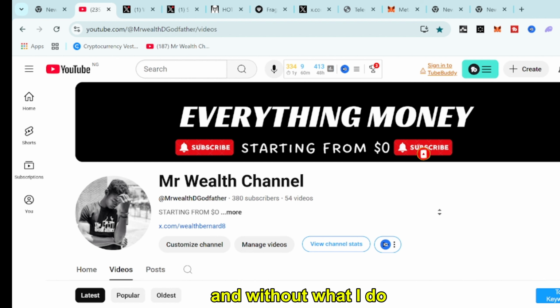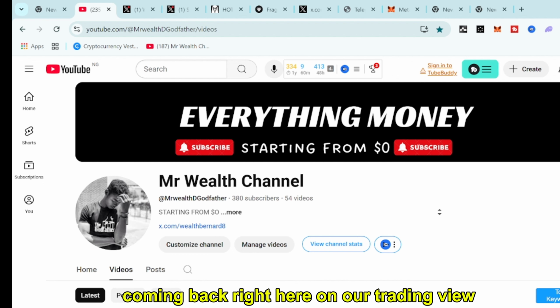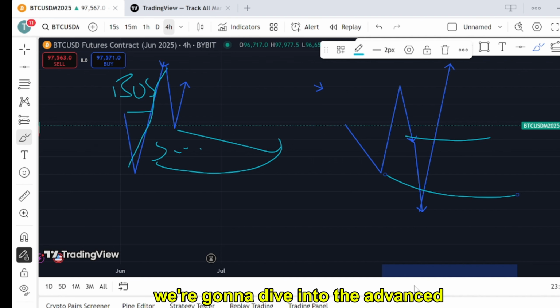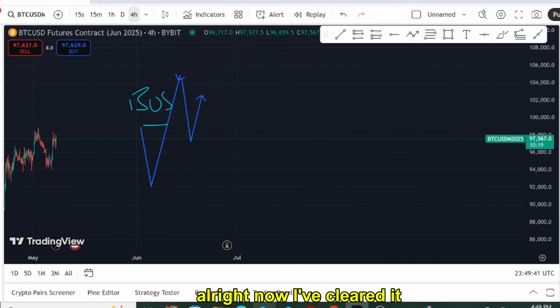And without further ado, coming back right here on our TradingView. So now you understand that we're going to dive into the advanced market structure in a bit. So I'm going to go ahead and clear all this. All right, now I've cleared it.